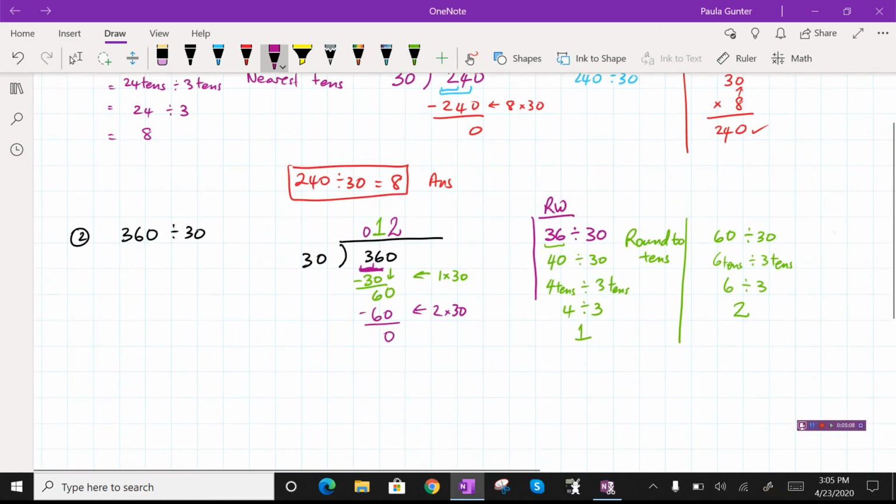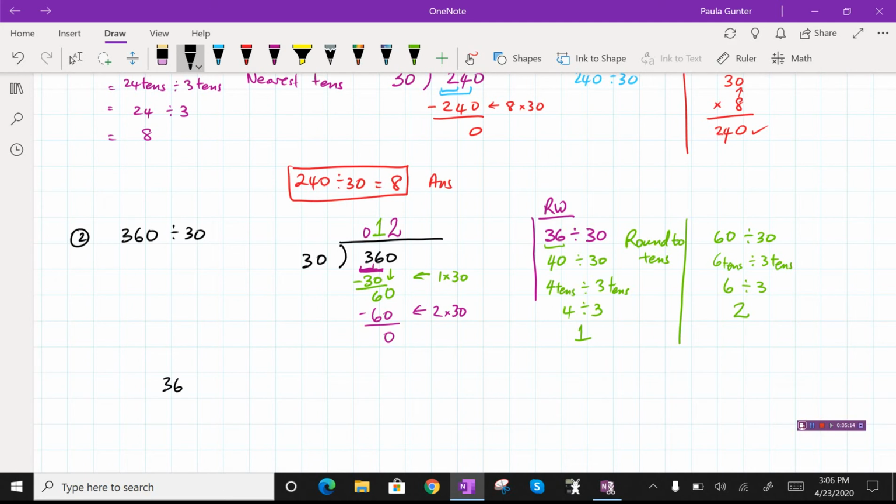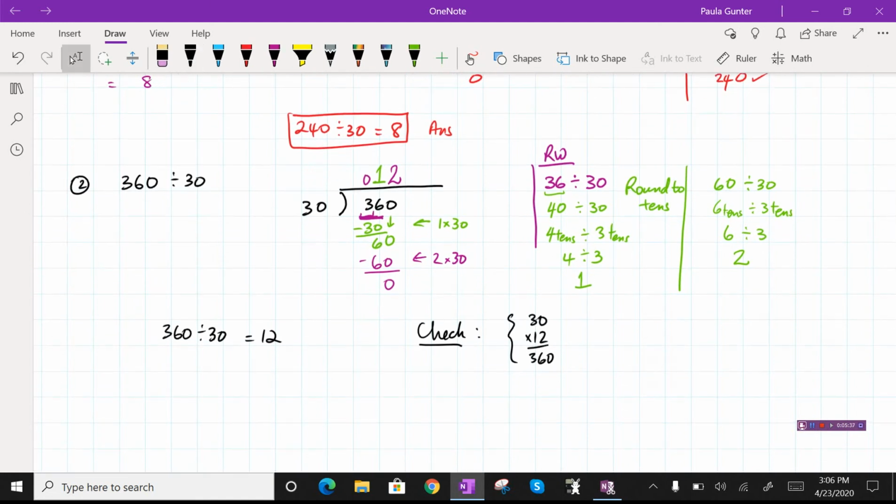All right, let's continue here. So what we're saying is that 360 divided by 30 is 12. And as we said, you can always check it. I'm not going to check it here, but I leave it for you to check that the product of 30 times 12 will give me 360. There is no remainder in this case. So let's continue.